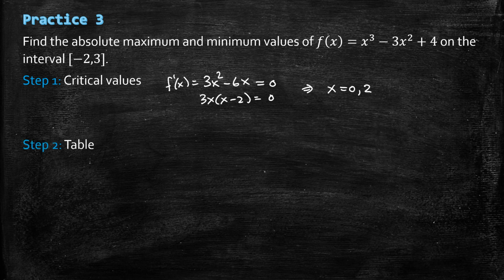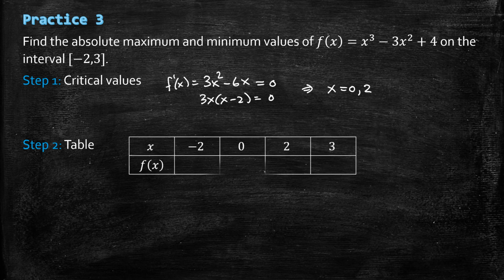Step 2 is to set up the table. In the table, notice we put the endpoints, -2 and 3, and then we insert the critical values there. Then we plug these x values into the function up here. That comes out to be -16, 4, 0, and 4. And once we have that table, step 3 is to conclude.